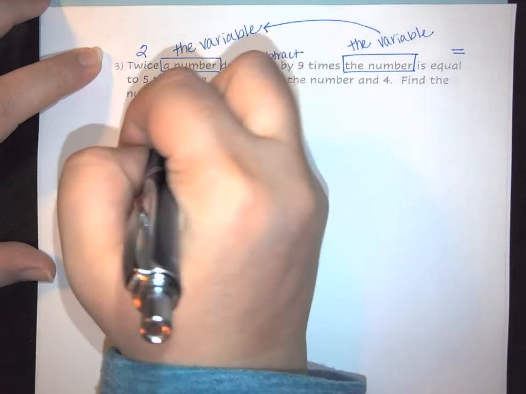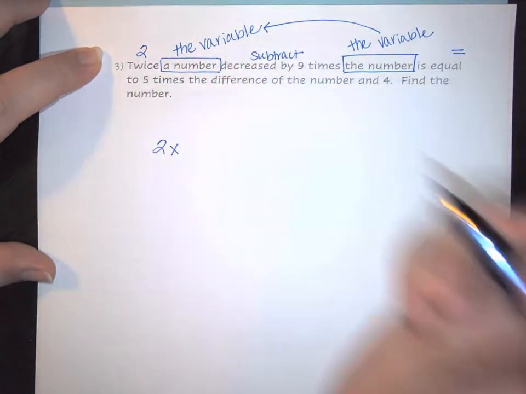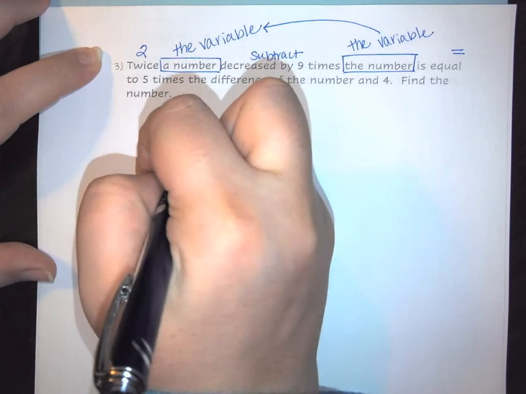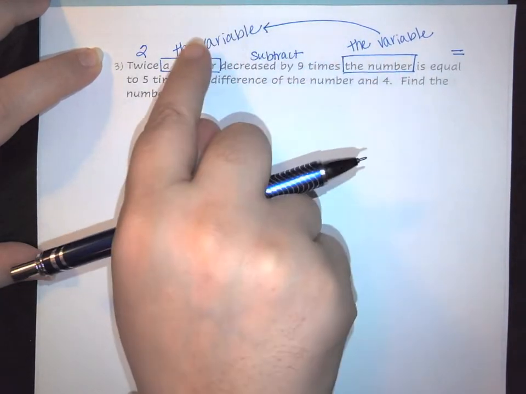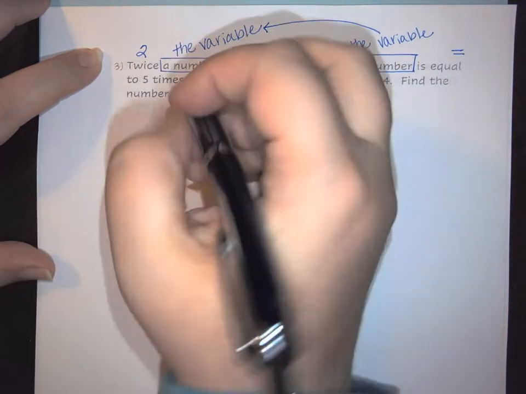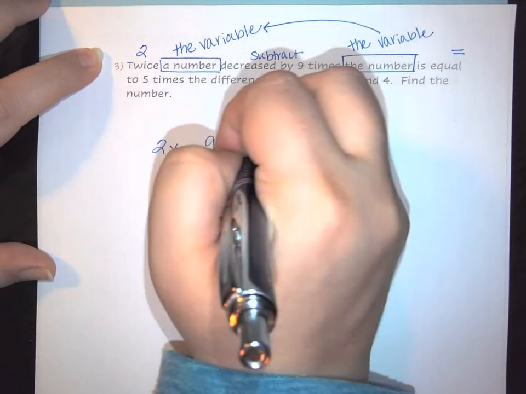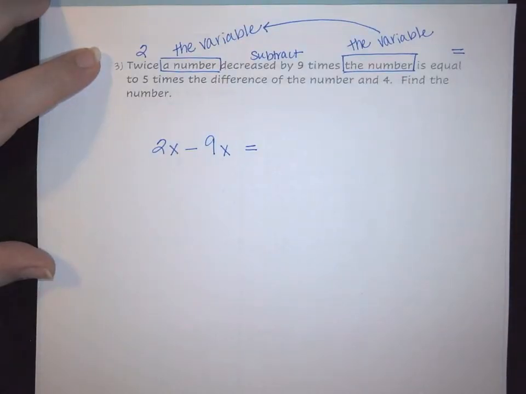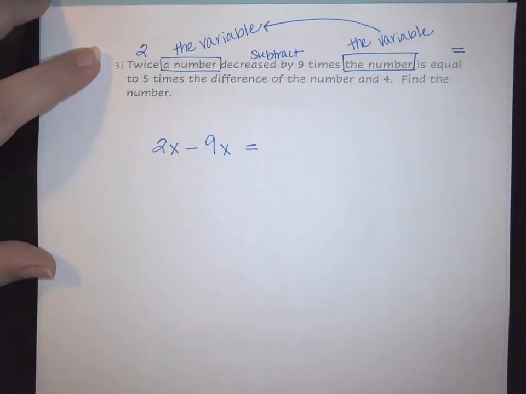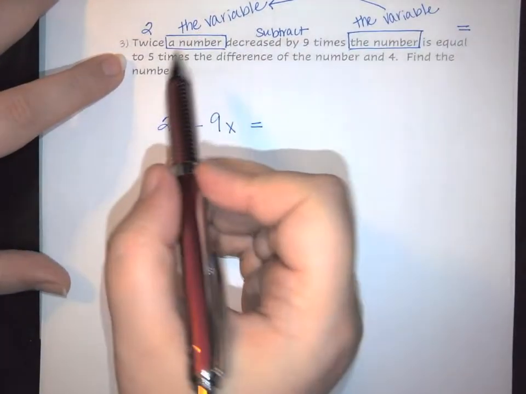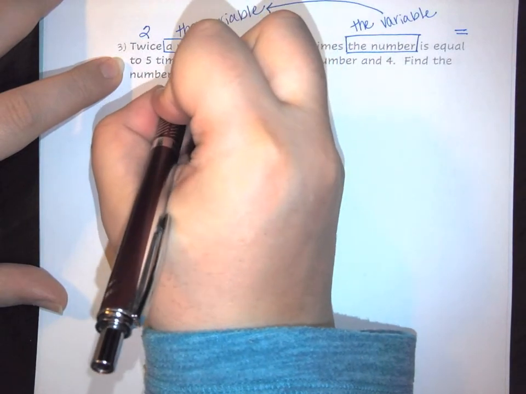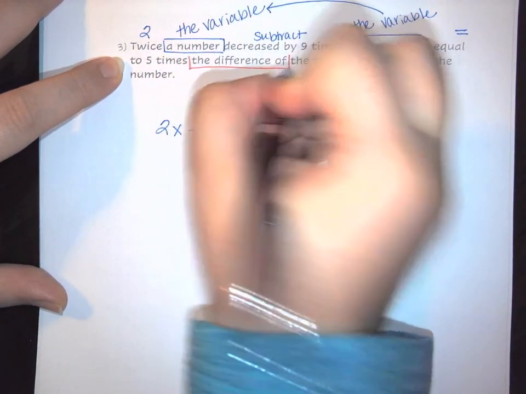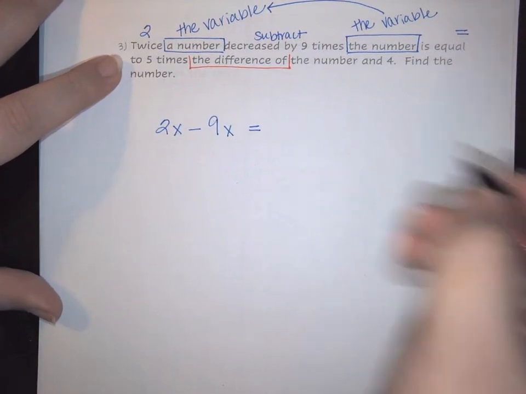Twice a number would be like saying 2x. Decreased by means subtract. 9 times the number: the number refers to the variable we picked. I picked an x, so this would be 9x. And then is equal to. So that's where we're at so far. Let's look at the back half. We have 5 times, and then this thing that says the difference of. Well, the difference of means parentheses.